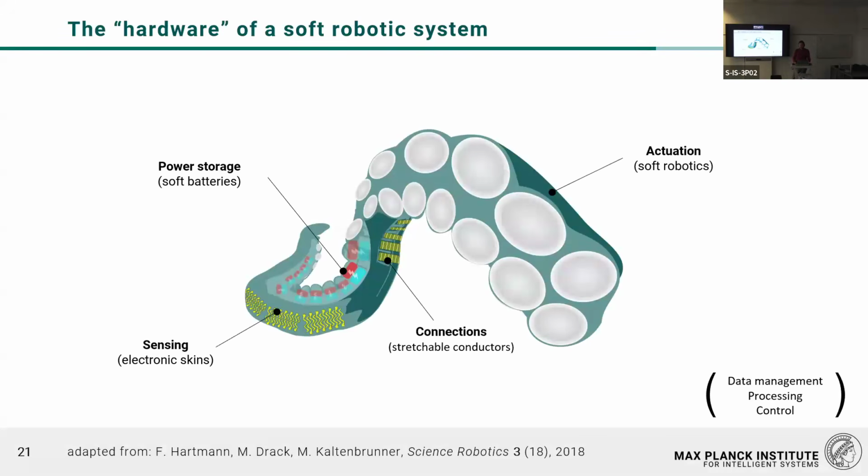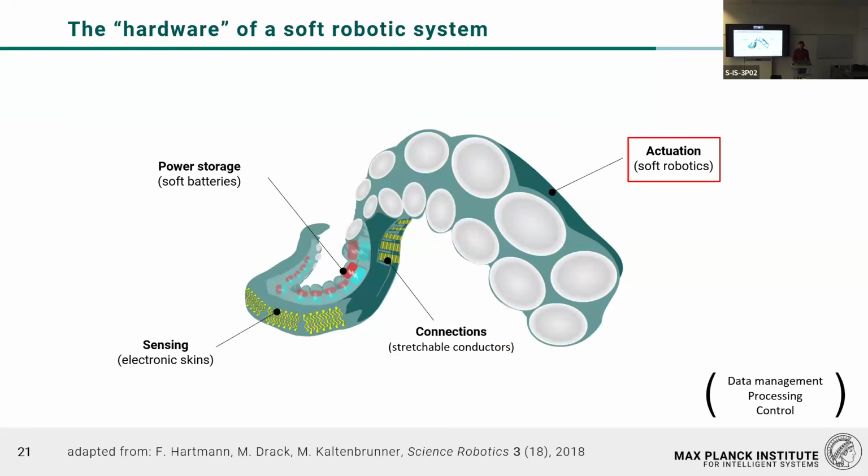So let me talk a bit about certain components of a soft robot. Of course, if we think of the full complex system, we would need actuators, sensors, electrical connections, and also power supplies that are soft, or we use hybrid structures for that. Eventually, we would also need data management, processing, and control, which I deliberately do not talk about in this talk, because I really want to focus on what we can already achieve with different materials and structures.